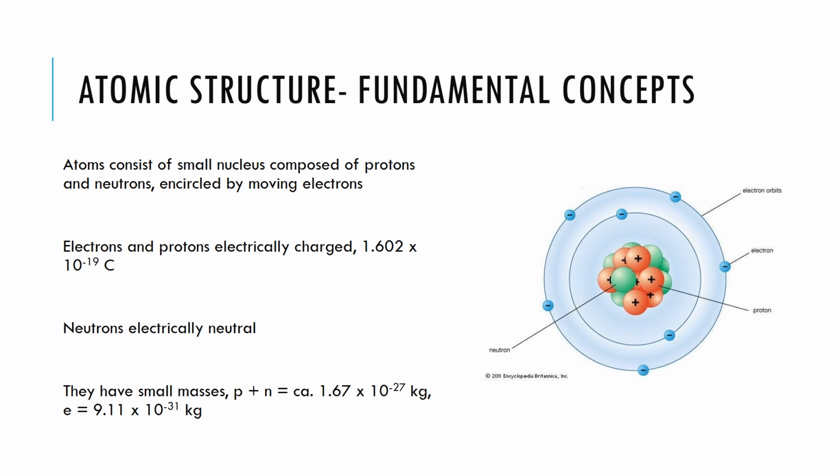All of these subatomic particles have very, very small masses. So a proton and a neutron have a mass of about 1.67 times 10 to the minus 27 kilograms. An electron is even smaller, with a mass of about 9 times 10 to the minus 31 kilograms. And that's a good start for any model of the atom then. A cluster of protons and neutrons in the middle, encircled by moving electrons.